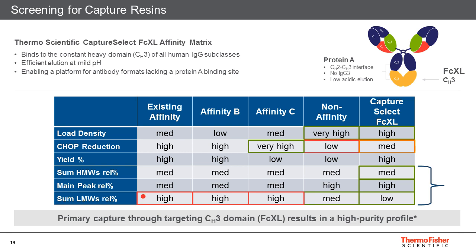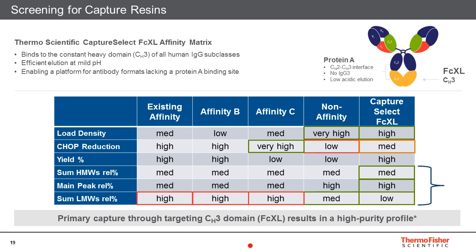You might notice that the sum of the low molecular weight was a really big issue, which you can see over here in the red. So the only product which gave, let's say, a high load density, a good host cell reduction, a high yield, and a very low sum of the low molecular weight was FC Excel.